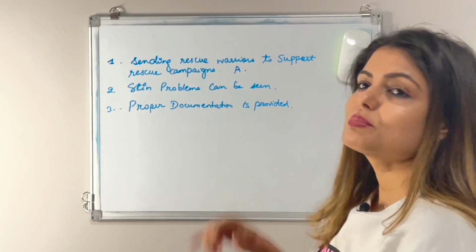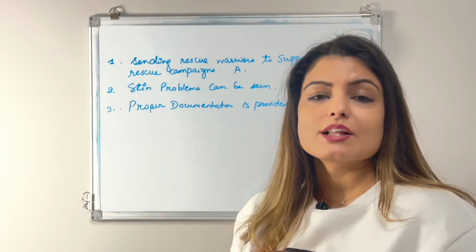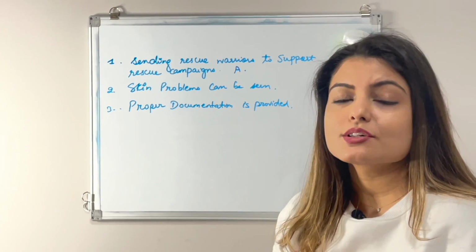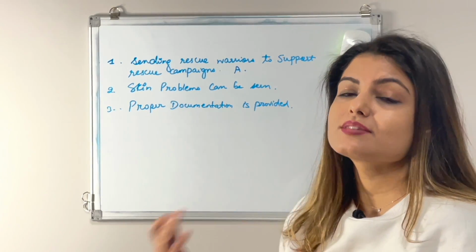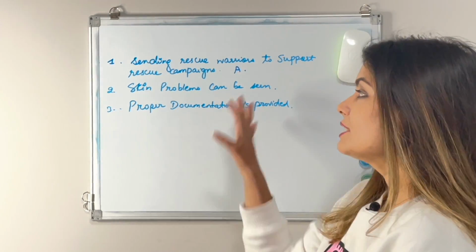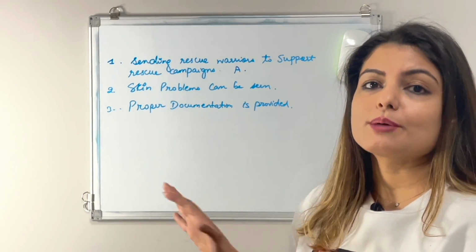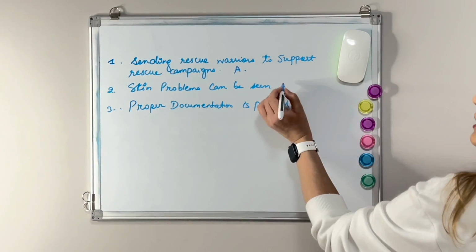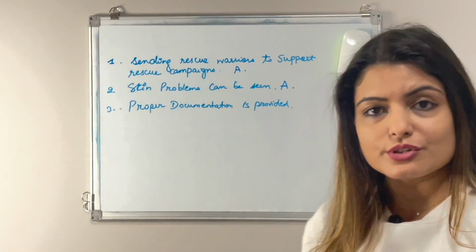Skin problems can be seen. In paragraph A itself, they were talking about how, just like dogs, there are so many other animals that can be seen on the roads, in the parks with a lot of skin problems. So yes, this information is described in paragraph A. So again, paragraph A would be the correct answer for this one.